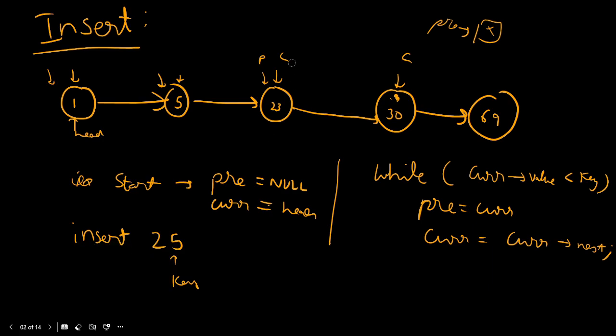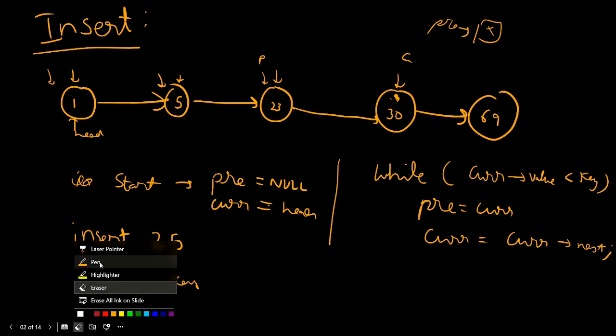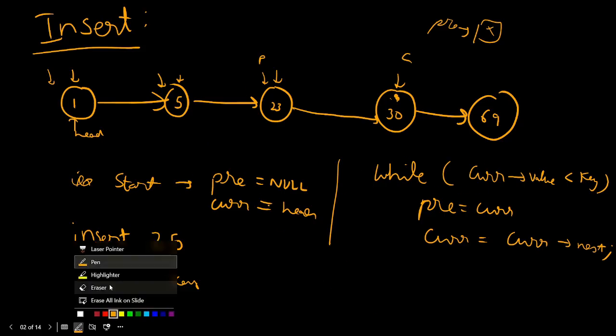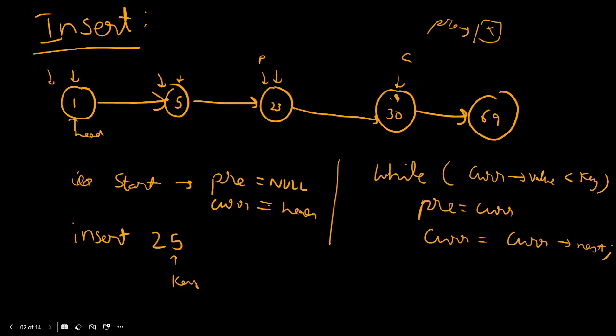Okay, erase this. Now check the condition. Cur's value, which is 30, less than 25. Is 30 less than 25? No. So this condition fails and my loop exits. So this is the final position of my pre and cur. This is where they're gonna be.